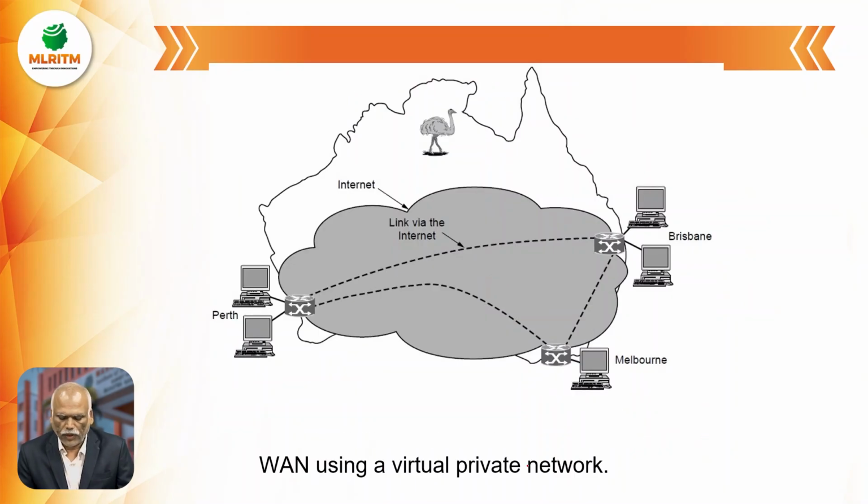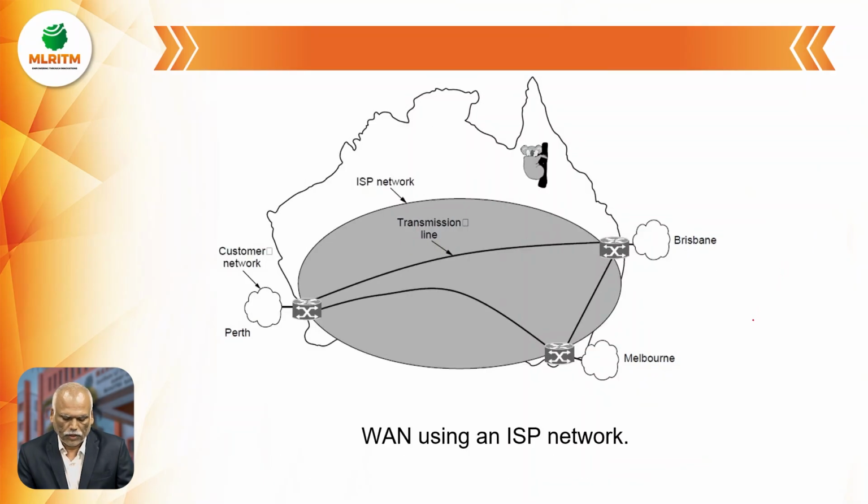Next is WAN using a virtual private network, where through virtualization, the path it can take is a virtually established link between the routers. The link via the internet is a virtual private network. And WAN using ISP networks. ISP is internet service providers, part of the communication network implementation.